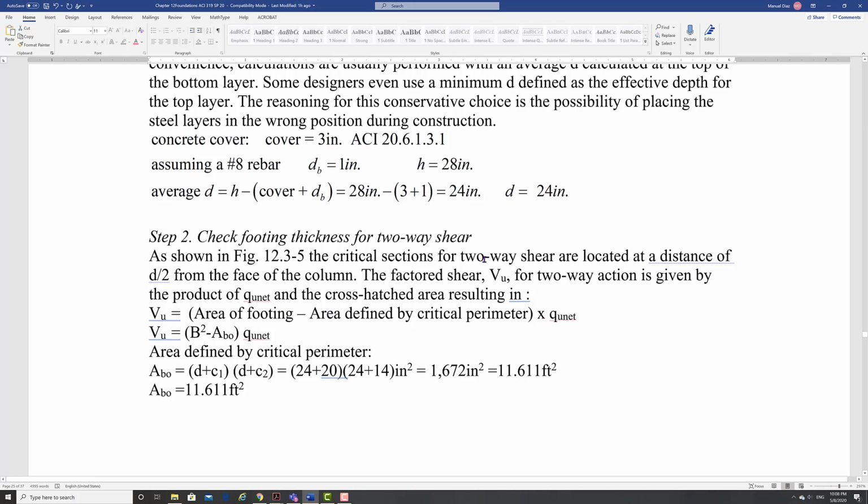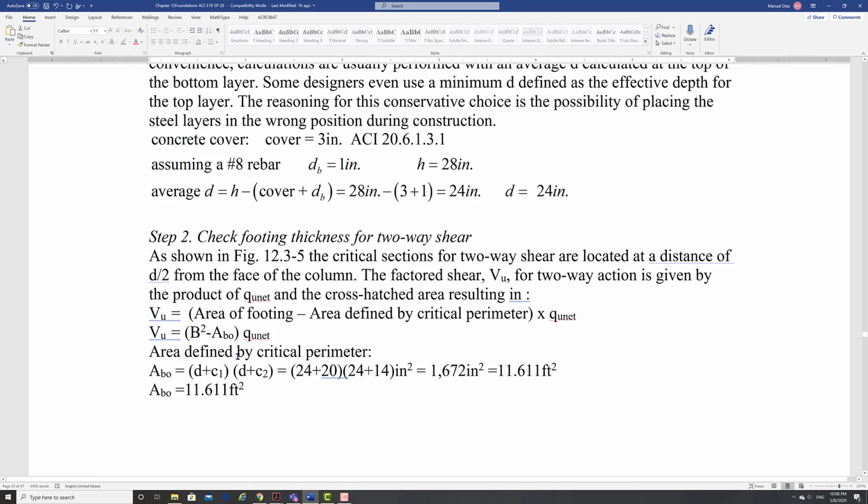We need to find the perimeter, right, but at a distance d over 2. So how do we find that perimeter? Well, we take that one, and remember your c dimension plus d over 2 plus d over 2 on both sides, so that gives you c plus d. And then the other dimension is your other dimension of the column plus d over 2 plus d over 2, so that gives you the d again. You multiply those 2 dimensions, that gives you an area. That's the area of the perimeter.